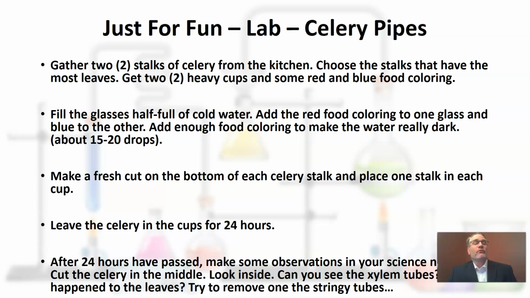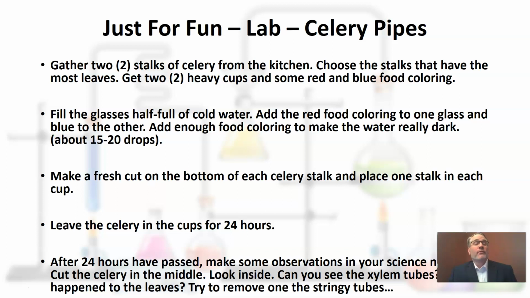So to perform our experiment, you're going to fill both of the glasses half full of water. And in one of those glasses, you're going to add some red food coloring. You'll add blue to the other. Now, you want to add enough food coloring to make sure the water turns really dark. Generally, it depends on the size of the glass, of course, and how much water you're using, but 15 to 20 drops in a cup of water would work really well. So about 15 to 20 drops. You want it to be almost so dark that you can't see through the food coloring.